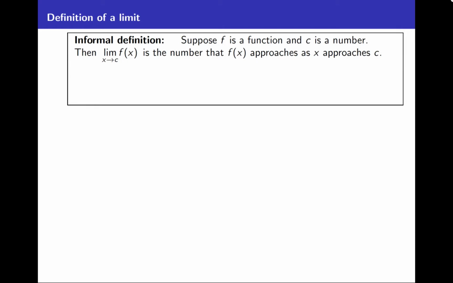At the end of lecture 7, we stated this informal definition. Suppose f is a function and c is a number. Then the limit as x approaches c of f of x is the number that f of x approaches as x approaches c. So this expression, which we read as the limit as x approaches c of f of x, stands for the number that f of x is getting closer and closer to as x gets closer and closer to c.